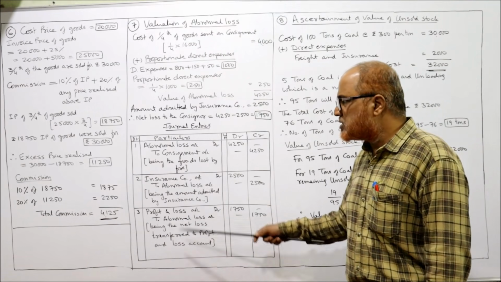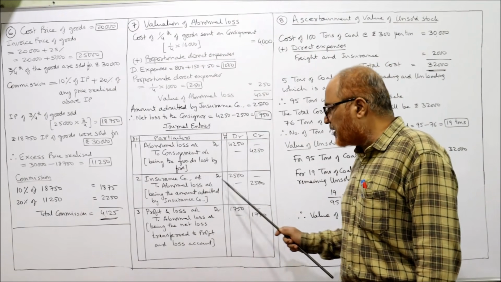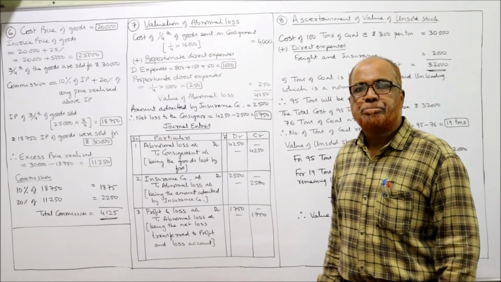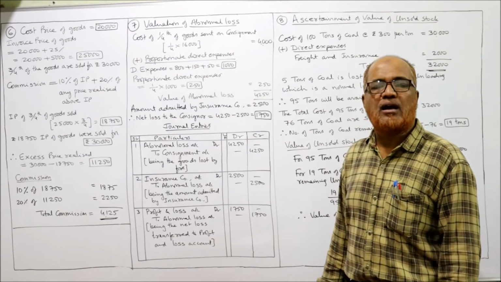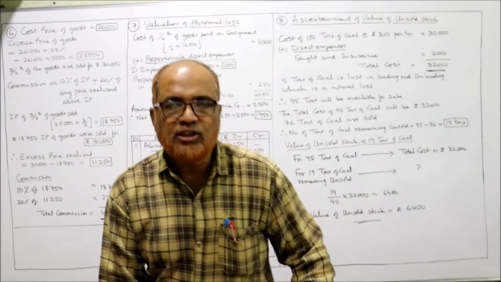Now here the abnormal loss account is closed. Here we have debited by 4,250, here credited by 2,500, here credited by 1,750. That's all. So these are the journal entries to be passed in the books of the consignor regarding abnormal loss. That's it. Now, eighth problem.